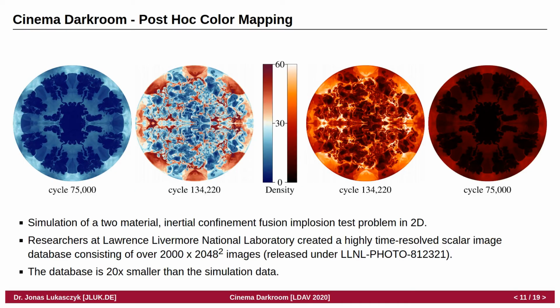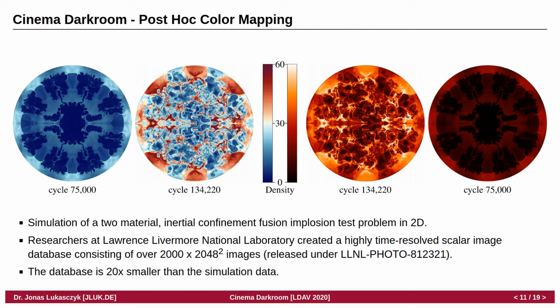Okay, now let's have a look at some results. In the simplest use case, one just needs to apply post-hoc color mapping. Here you can see a simulation of a two-material inertial confinement fusion problem in 2D that was simulated at the Lawrence Livermore National Laboratory. Instead of storing the raw simulation data, their scientists generated a highly time-resolved cinema database consisting of over 2,000 scalar images with a resolution of 2,048 squared pixels. This database is roughly 20 times smaller than the original simulation data, and that is without compression.